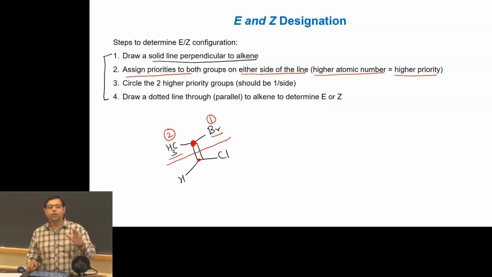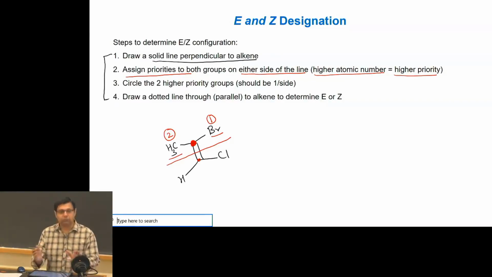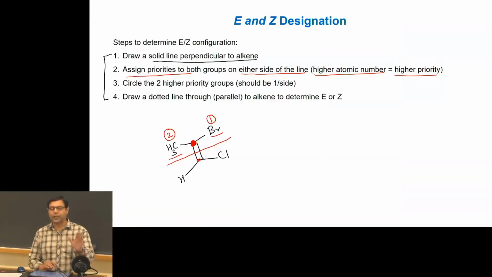Now you never go beyond 2 number. You have only 2 groups attached to a double bonded carbon. Right? So priority 1 and 2, that's it. You'll not go beyond 2 priority. Right? Let's now take a look at this carbon.